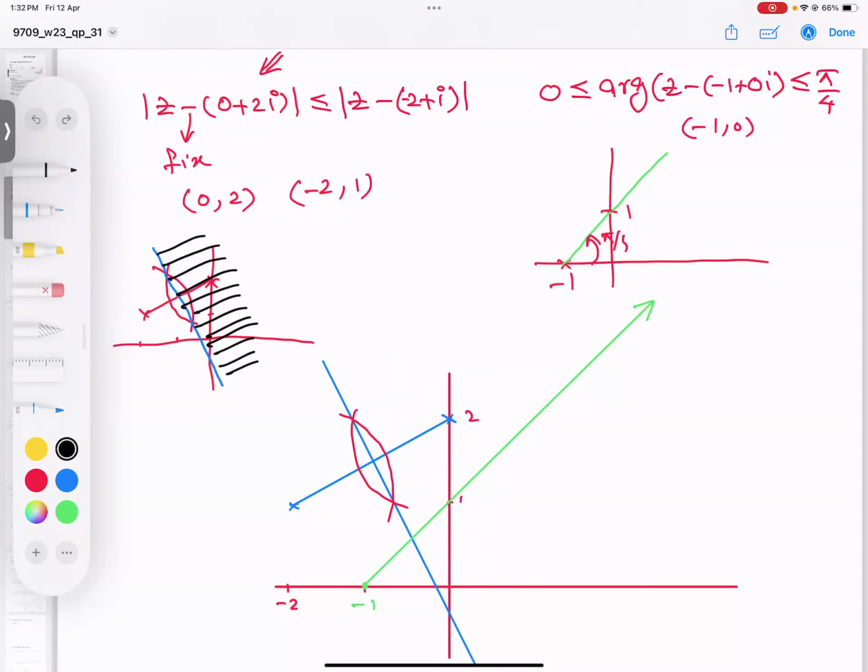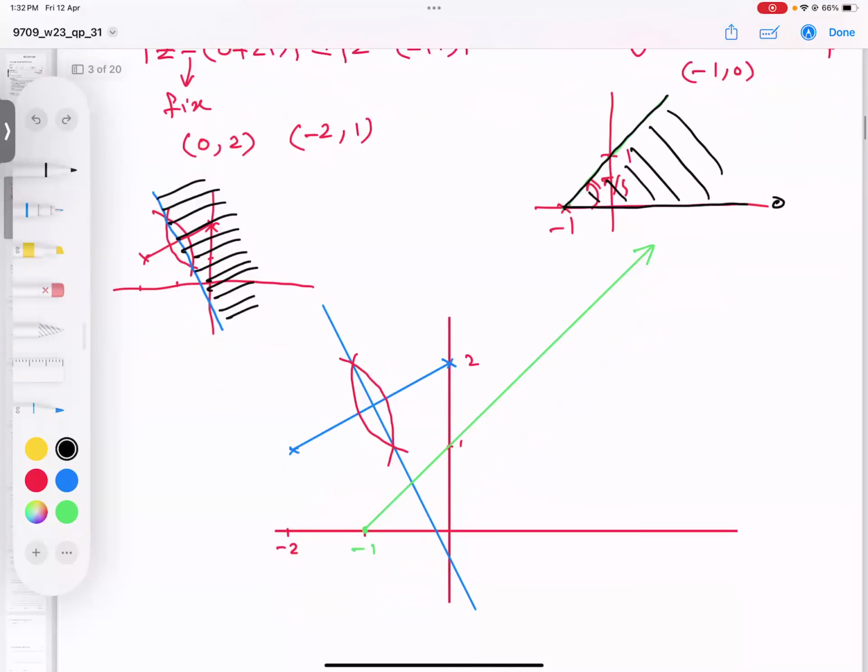Starting from 0, 0 is this line, and pi/4 is this green line, okay? In the middle area, this is my answer. I think you understood what I'm saying. Now, if I combine these 2 areas, naturally it is inside here, and it is on the right side. So the common portion is this. I believe you got the point.